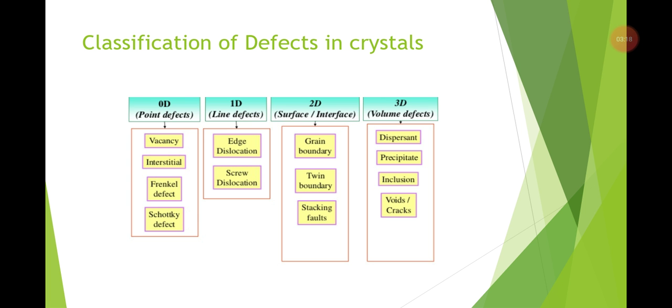So 0D point defects are divided into vacancy, interstitial defect, Frenkel defect, or Schottky defect. 1D is divided into edge dislocation and screw dislocation. 2D is divided into grain boundary, twin boundary, or stacking fault. 3D volume defects are divided into dispersant, precipitate, and inclusion, void, or cracks.